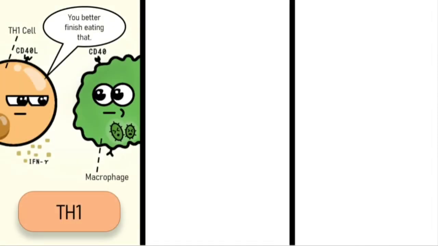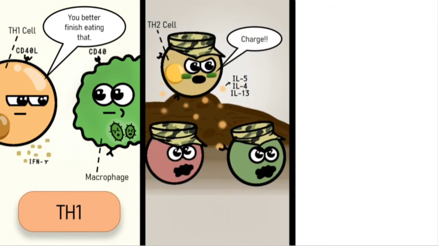The first would be TH1, which aids macrophages in digesting certain pathogens by sending interferon gamma cytokines to the macrophage and connecting its CD40 ligand to the CD40 receptor on the macrophage. The second type would be TH2, which sends out different cytokines like IL-4, IL-5, and IL-13 to different cells that are capable of fighting helminths or worms.